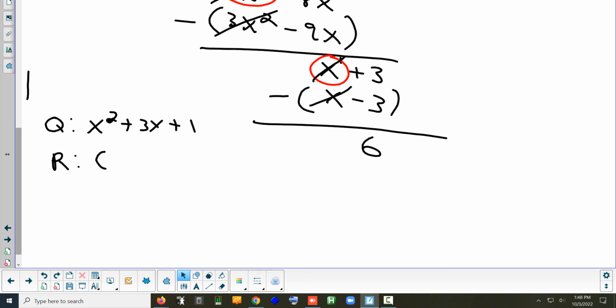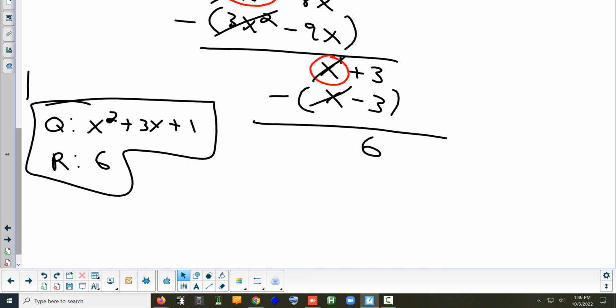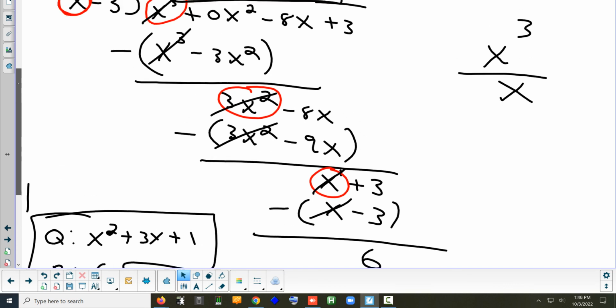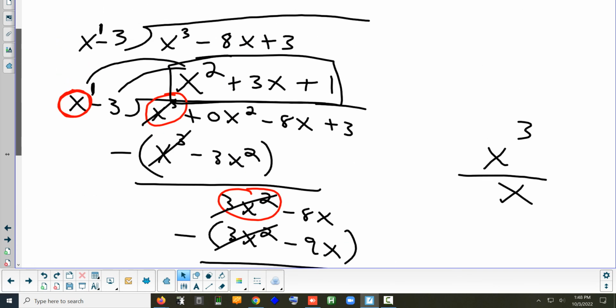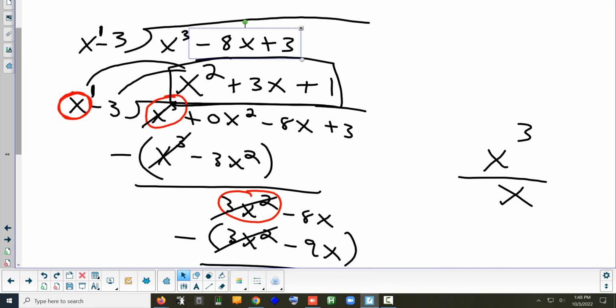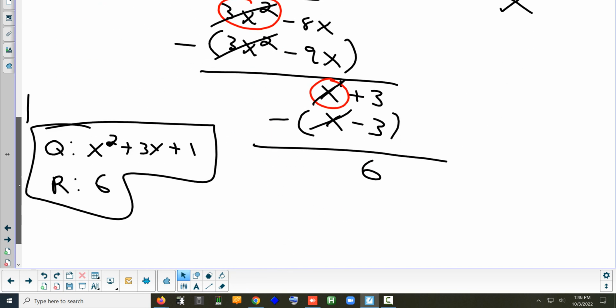And the remainder is 6. Since I got a remainder of 6, what do you think that means about x minus 3 if you try to divide it into that x cubed? It's not a factor. So if you were trying to factor x cubed minus 8x plus 3, that is not the way to do it. That is not right. So x minus 3 doesn't work.